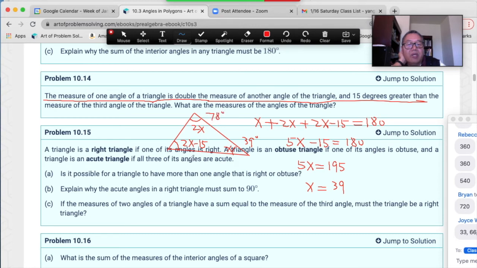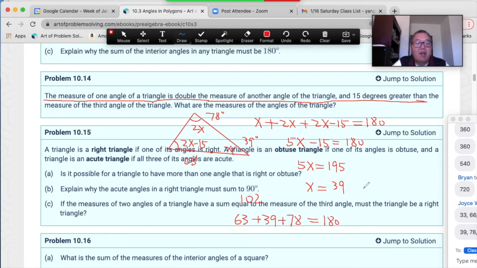And this one will be 63 degrees. Then you add these three together. You can say 63 plus 39 plus 78. That's 102 plus 78, which equals 180. So that's correct. So then the angles are 39, 63, and 78.